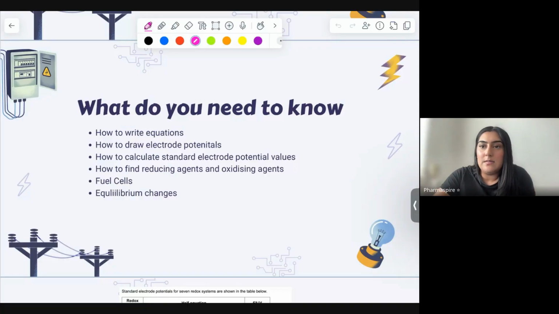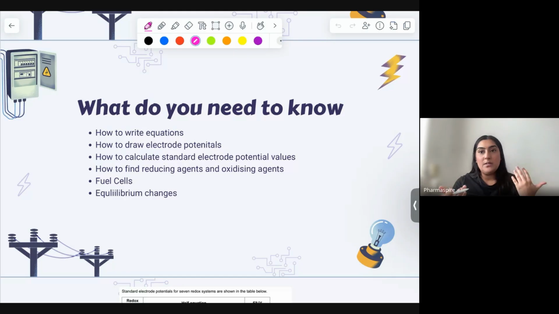Okay, let's get started. So what do you actually need to know to do well in electrode potentials? You need to know how to write those equations, so how to balance the equations with the electrons, the oxygens, the water and the hydrogens. You need to know how to draw them. You will get asked them.